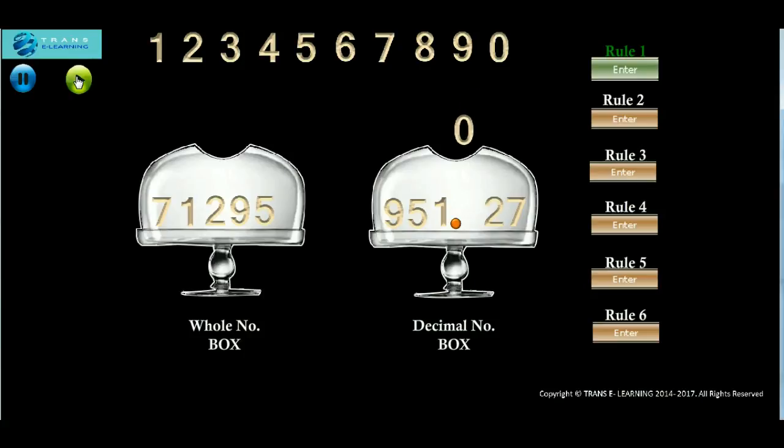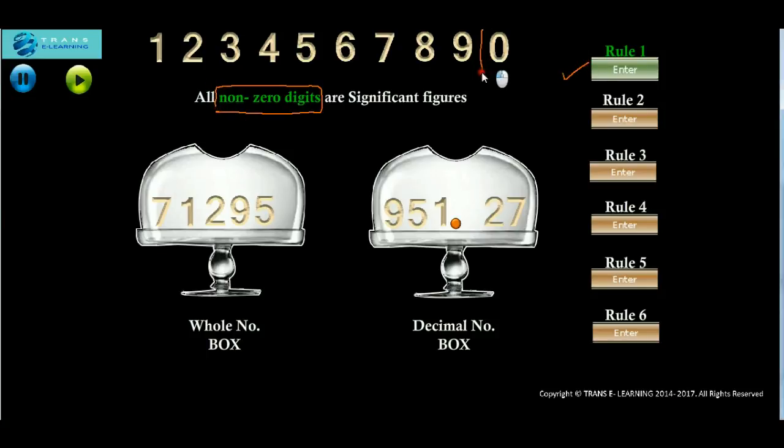Now let's see what happens to 0. Oops, this 0 is not able to enter this decimal number box. Let's see whether it is able to enter the whole number box. No! You can see here that the 0 has bounced back. The 0 has neither entered the decimal number box, nor has it entered the whole number box. So what does this imply? It shows that all non-zero digits are significant figures. That means as per rule 1, 0 is not considered as significant.